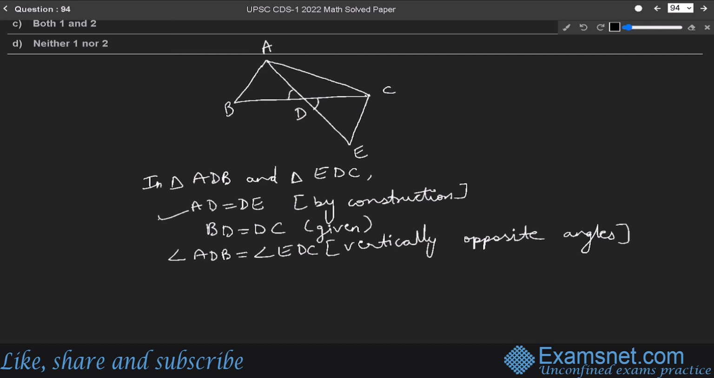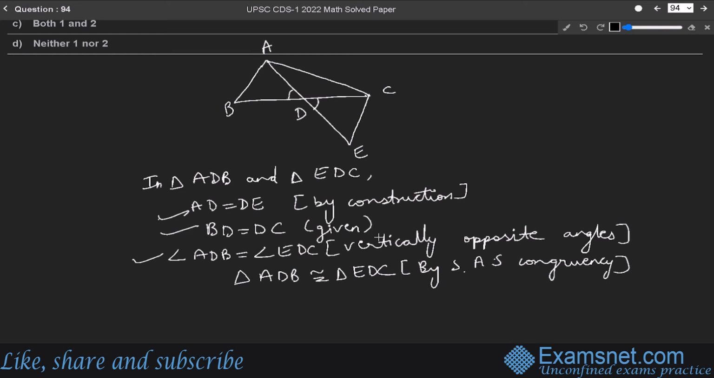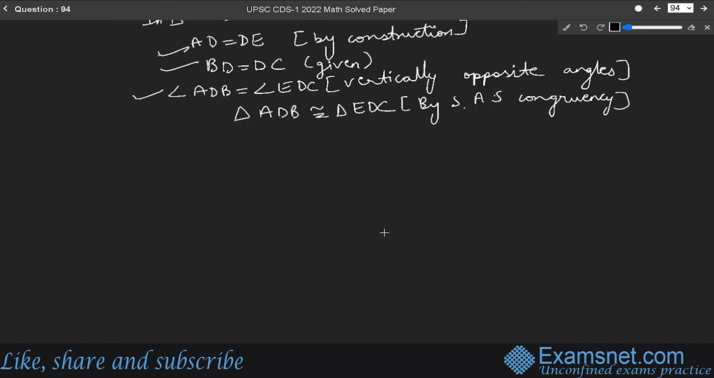You can see here that two sides and one angle are equal. It means that it is side angle side. So we can say that triangle ADB is congruent to triangle EDC by side angle side congruency. I hope this concept is clear to you. Side angle side congruency means that if two sides and an angle of one triangle are equal to two sides and an angle of another triangle, then both the triangles are congruent. So now we have proved that both are congruent.